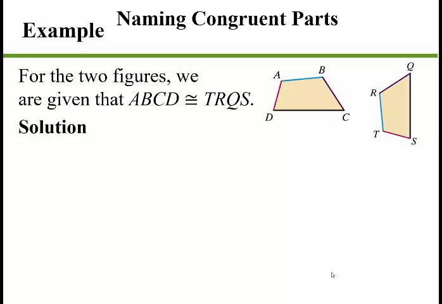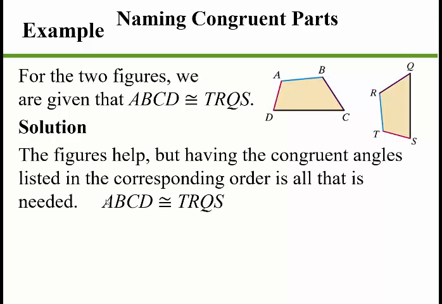All right, so let's talk about naming congruent parts. So for the two figures, we are given that we have this figure ABCD is congruent to TRQS, right? And notice how you can tell which sides are the same by their colors. So the figures help, but having the congruent angles listed in the corresponding order is also needed.